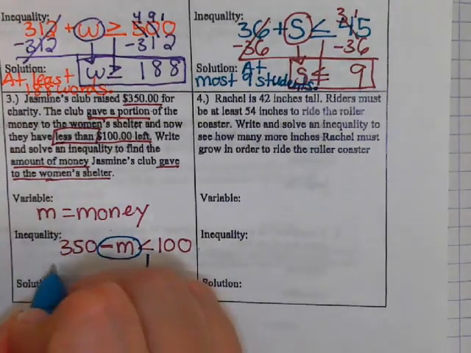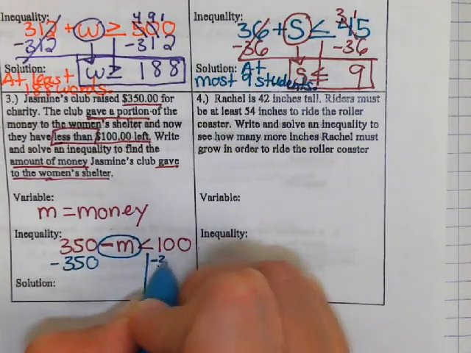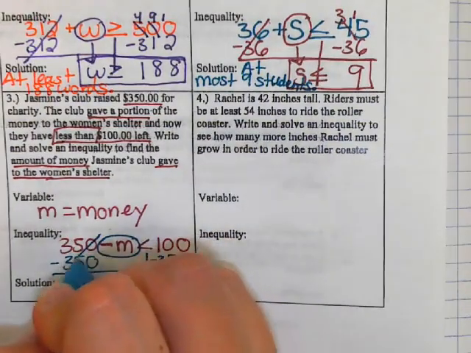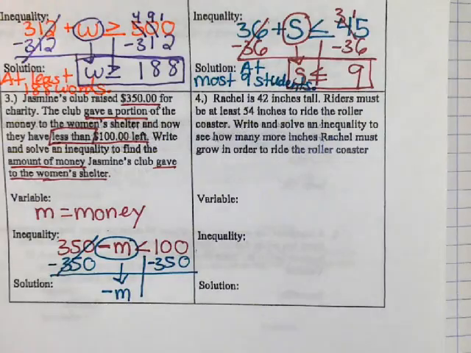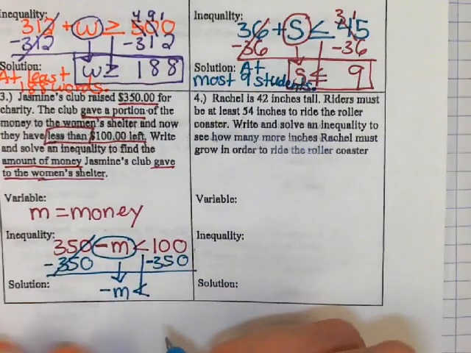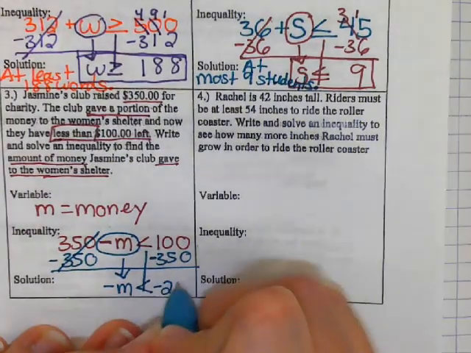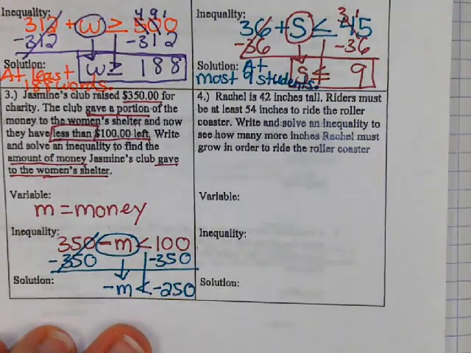I'm going to subtract $350. Subtract $350 from both sides because it's a positive 350. I'm going to bring down my minus m because the negative sign is part of that variable. Negative m. 100 minus 350 gets me a negative $250. Now, I have a negative variable.